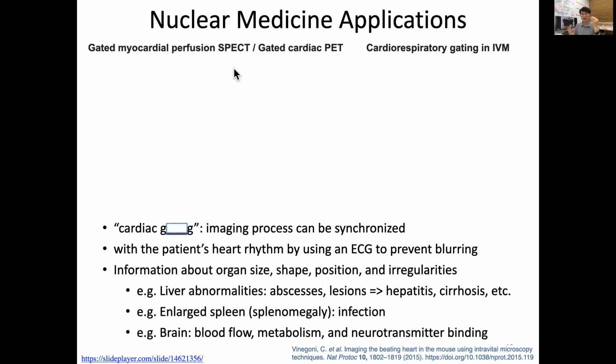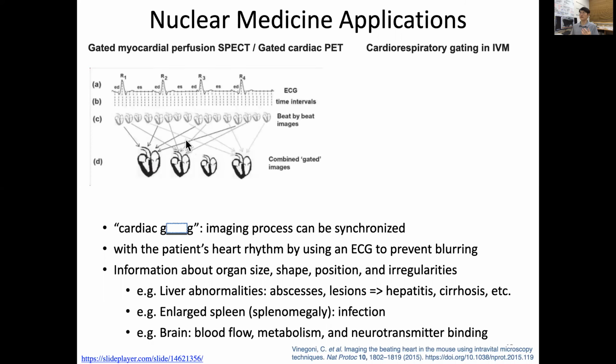Then this beating heart is dynamic. So we developed ways to take pictures. It's very short, but it's a snapshot of each of the different phases of the heart. The thing is, it is periodic. So that's what we call gating, and we can use a technique called ECG to exactly know the status of the heart beating.